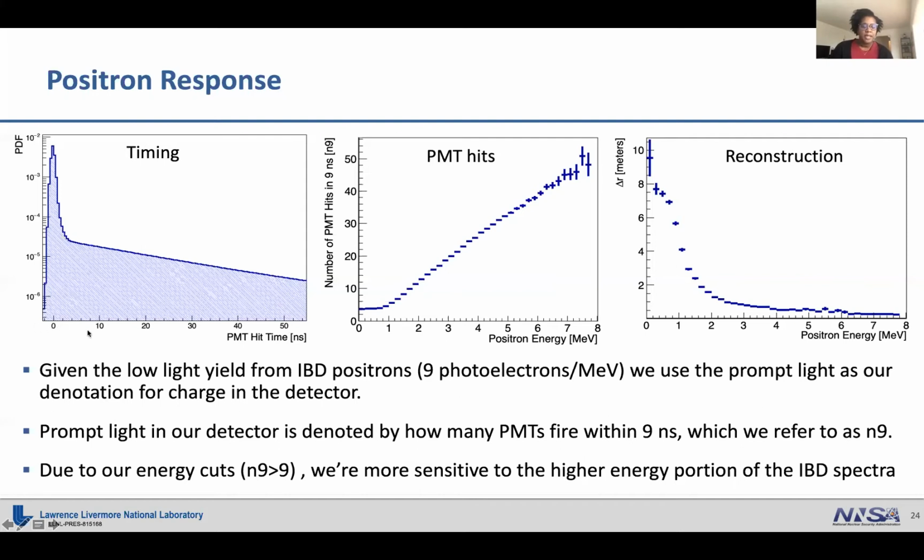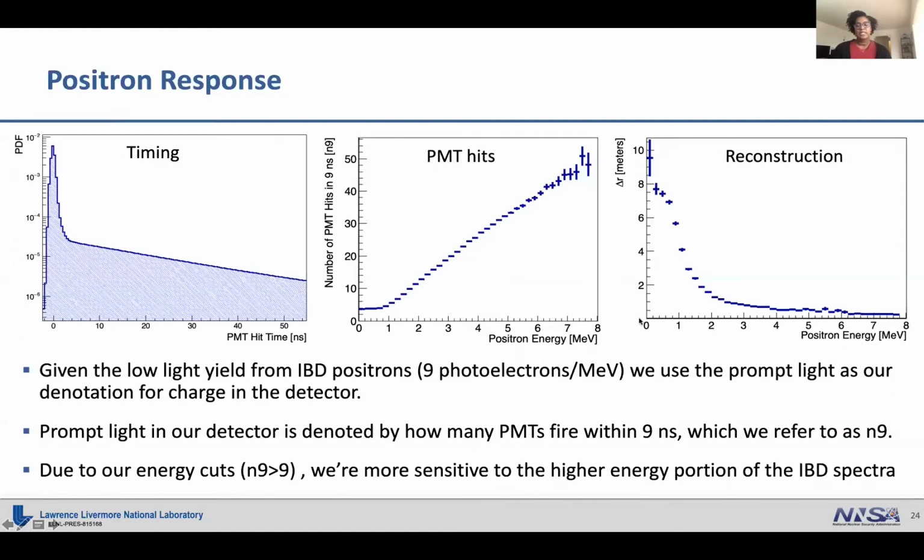And the reason why we use PMT hit times is because we see about 9 photoelectrons per MeV. And so we don't really have a great handle on our energy resolution if we just use how much light we see, especially if you have PMTs firing, dark noise, etc. So our most stable analogy for energy is actually our PMT hit time. And this is fine because if we look at the PMT hit time in the center as a function of the number of PMT hits that we see within 9 nanoseconds, or N9, we see that it's pretty linear above 1 MeV for the positron energy. It's pretty linear to the actual positron energy response. So it's a pretty good analogy.